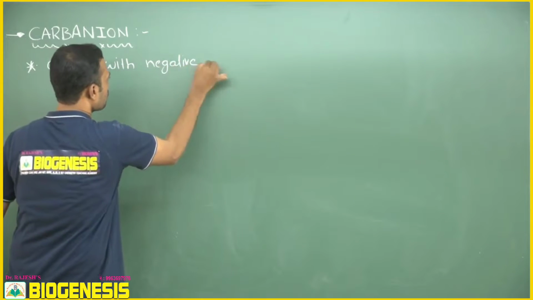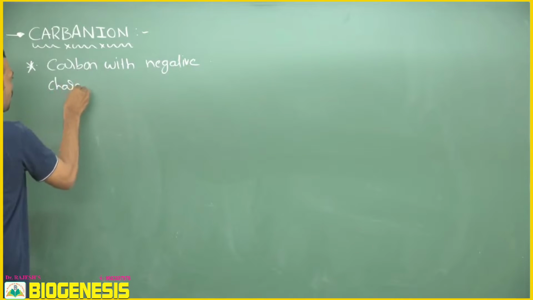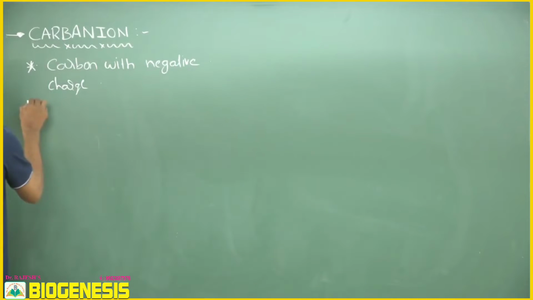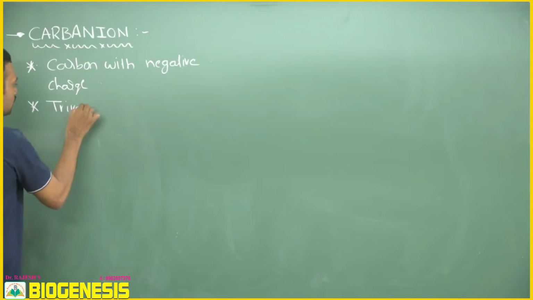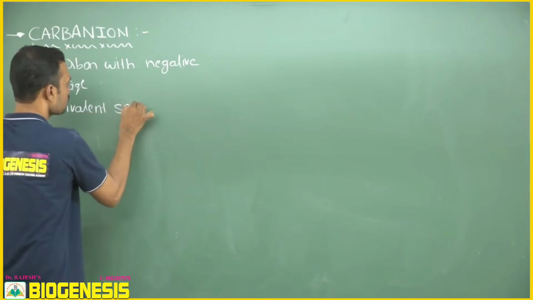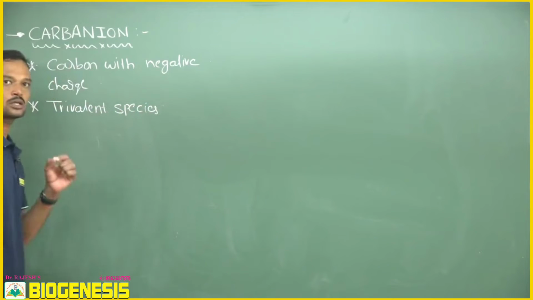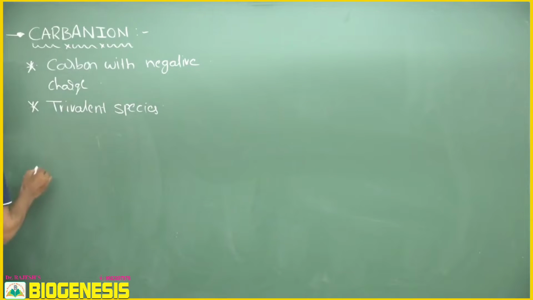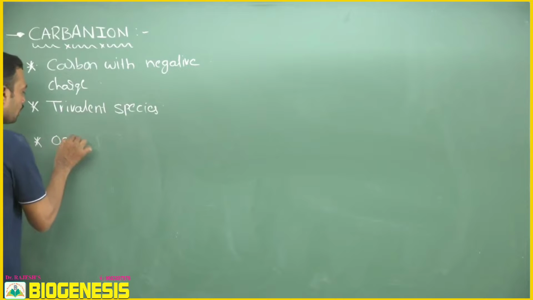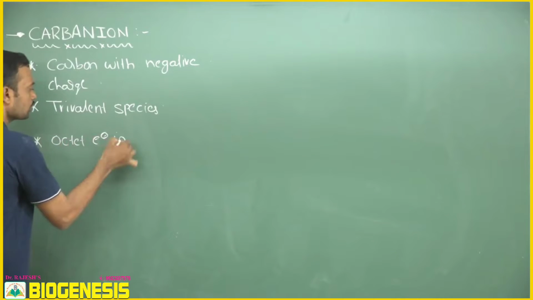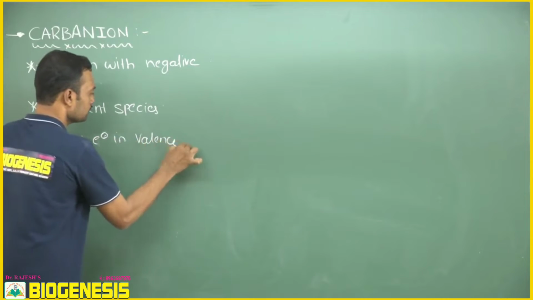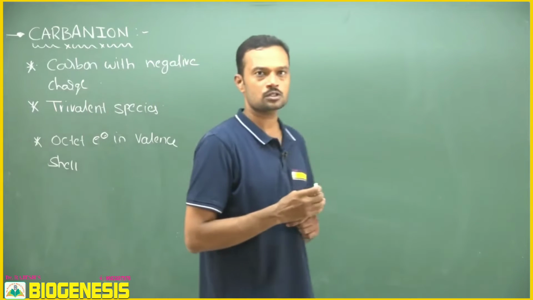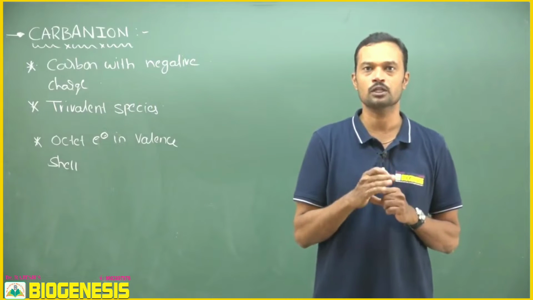Okay, so I am taking a carbon, if that carbon carries a negative charge, that is nothing but a carbanion. So carbanion is a trivalent species. So what does it actually mean? Trivalent means three bonds are surrounded around carbon, that is called trivalency. So when carbon carries trivalency, it is consisting of an octet of electrons in the valence shell. So if you take a carbanion, it carries 8 electrons, but one of the lone pairs is present on carbon in the form of a negative charge.